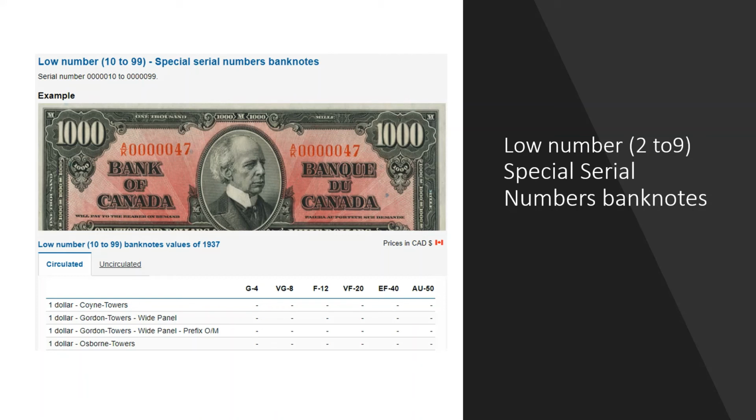Oops, I see that I got an error, I updated my slide, and this should read 10 to 99 for a 2-digit low number note. I think it would still show up pretty well in a hunt, and none were graded, but I think if you did find one and got it graded, it'd probably be worth doing so.